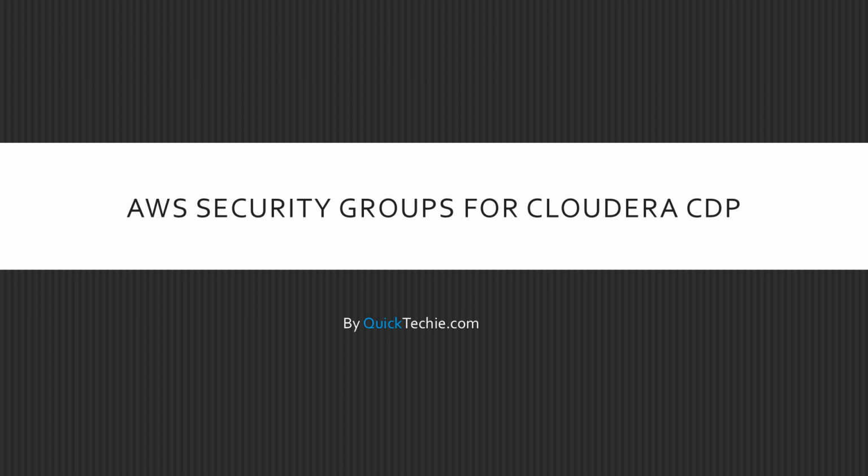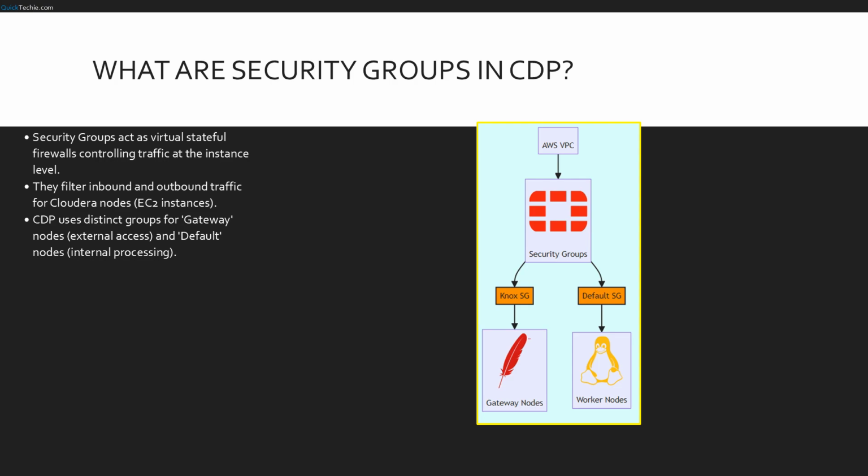Welcome to this specialized training module on AWS security groups within the Cloudera Data Platform, or CDP. Securing your network perimeter is the first line of defense in the cloud. In this session, we will dissect exactly how CDP utilizes AWS security groups to protect your data lake and data hubs, covering the critical what, why, and how of traffic filtering rules. Let's dive in. To start, let's establish what we are configuring.